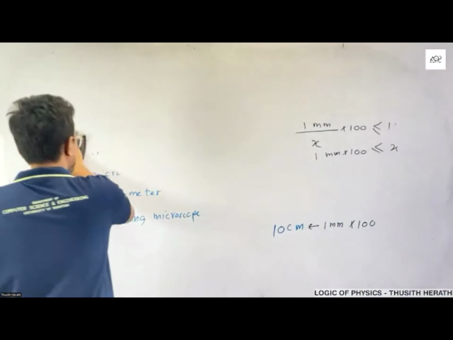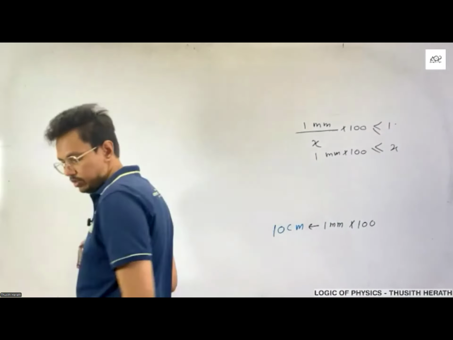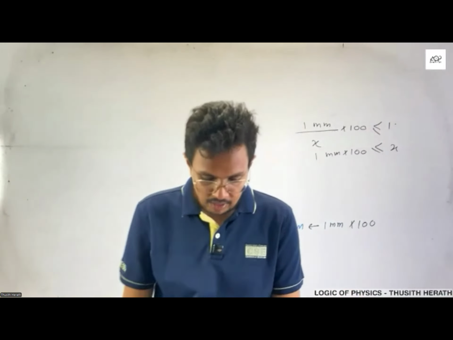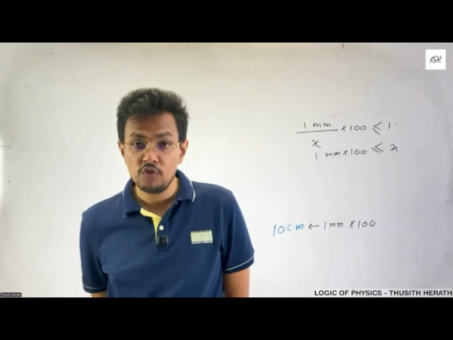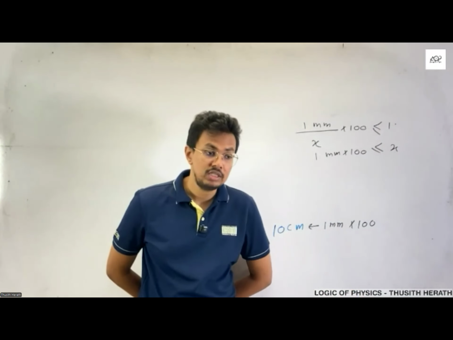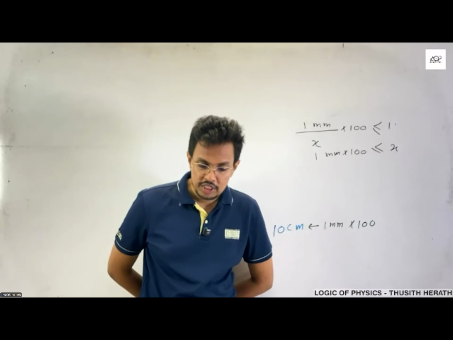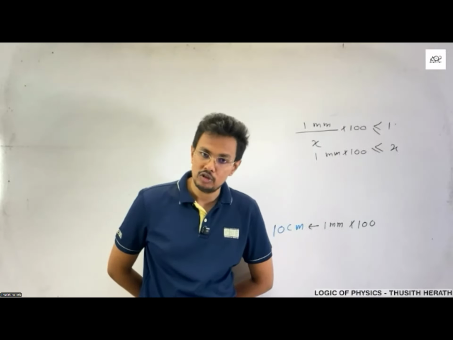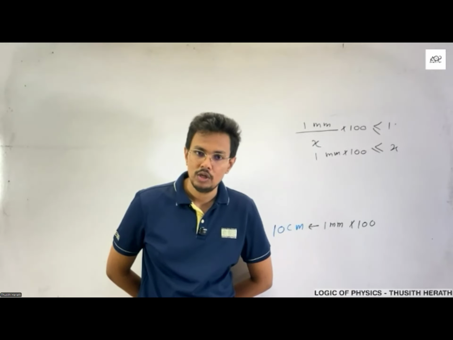There's a problem. What's the problem? You are provided with a meter ruler to measure the thickness of a coin, which is approximately 5 millimeters. Impossible, right? To measure 5 millimeters using a meter ruler. Is it acceptable? No.